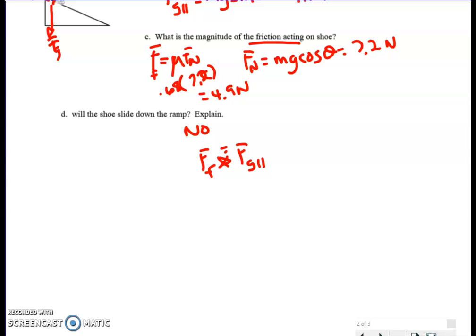So what you calculated above is the maximum possible static friction. That doesn't mean you get the maximum in this situation.